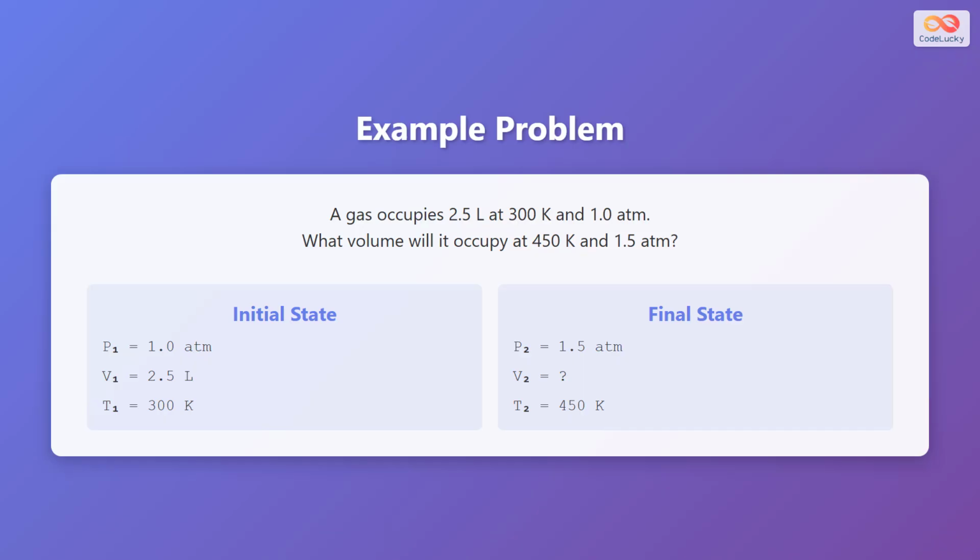Let's work through a practical example to see the combined gas law in action. A gas occupies 2.5 liters at 300 Kelvin and 1.0 atmosphere of pressure. The question asks, what volume will it occupy at 450 Kelvin and 1.5 atmospheres? Let's organize our data. The initial state has P₁ equals 1.0 atmosphere, V₁ equals 2.5 liters, and T₁ equals 300 Kelvin. The final state has P₂ equals 1.5 atmospheres, V₂ is unknown, and T₂ equals 450 Kelvin.